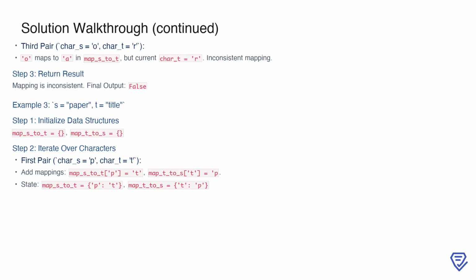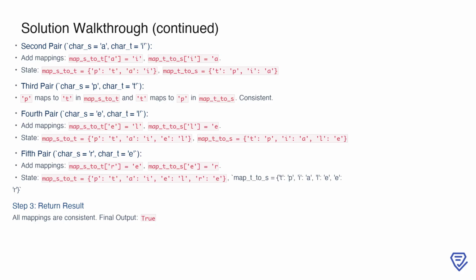Now let's move on to a third example where s equals paper and t equals title. Once again, we start by initializing empty dictionaries, map_s_to_t and map_t_to_s. For the first pair, char_s equals p and char_t equals t, we add the mappings map_s_to_t, p equals t and map_t_to_s, t equals p. The state of the dictionaries is updated to reflect this. For the second pair, char_s equals a and char_t equals i, we add the mappings map_s_to_t, a equals i and map_t_to_s, i equals a.